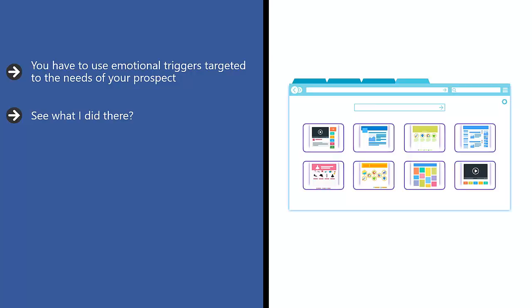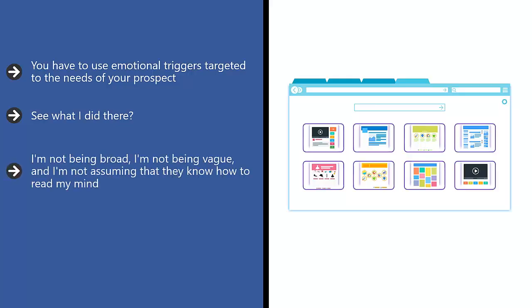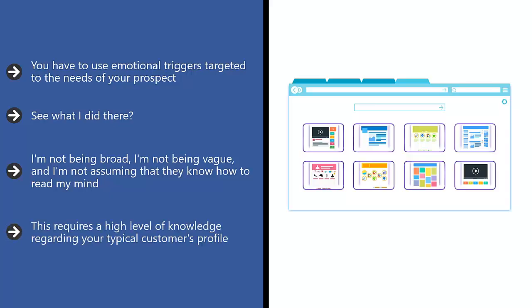These are people who are looking for places to sell. These are people looking for tips to improve their organic farm's output. I'm not being broad, I'm not being vague, and I'm not assuming that they know how to read my mind. I'm not doing any of that. Instead, I was very specific as to what they have problems with. This requires a high level of knowledge regarding your typical customer's profile. What are their problems? What are they struggling with? What frustrates them about their business?